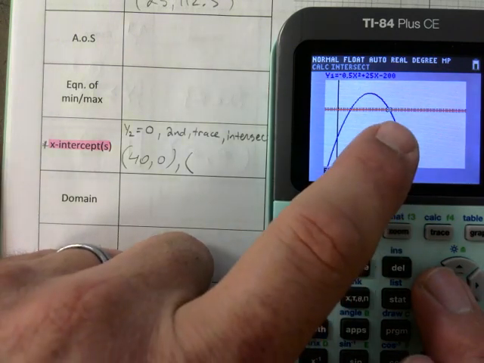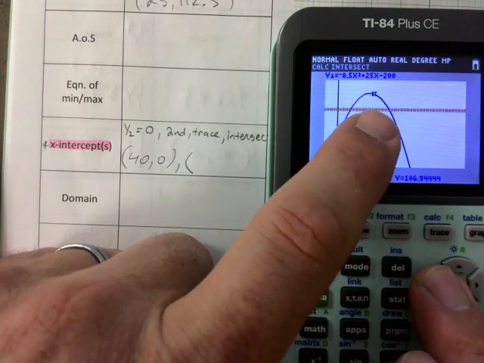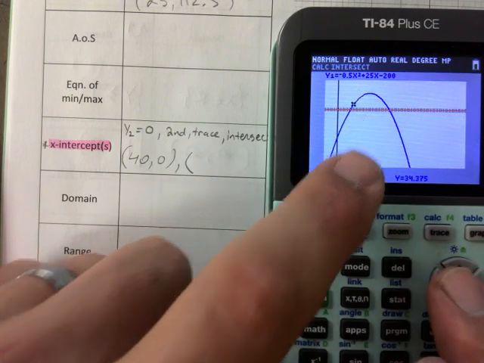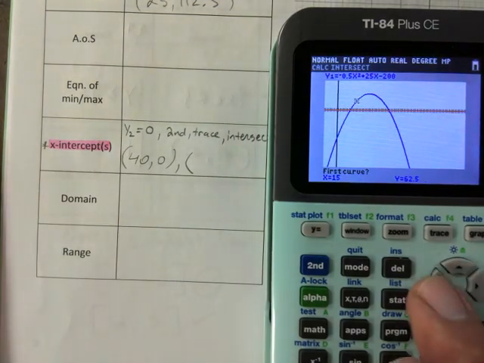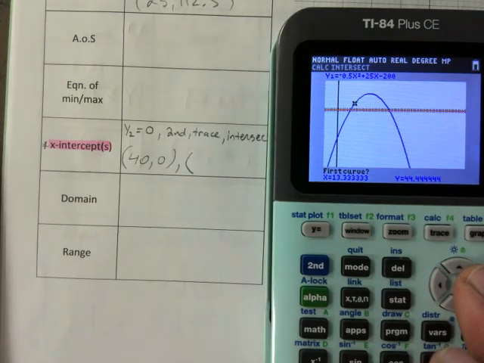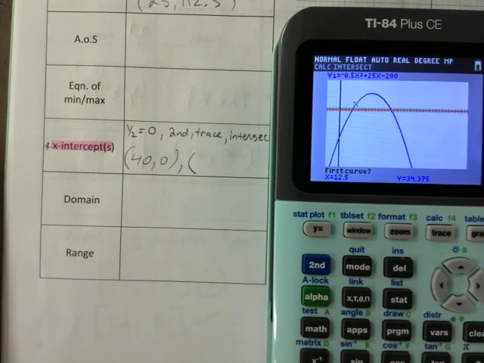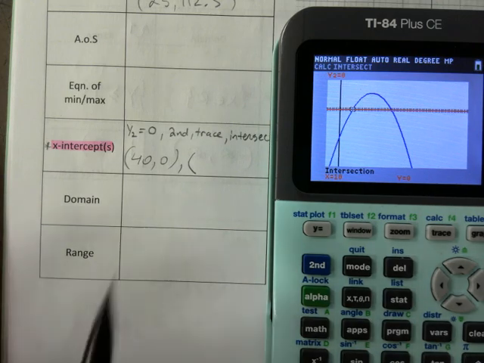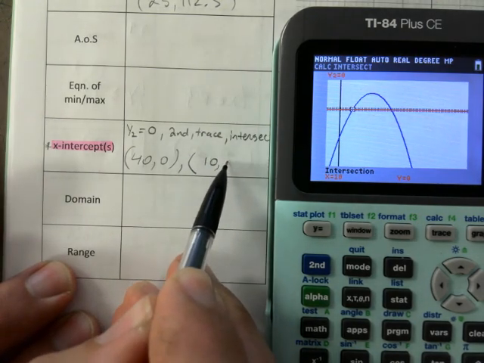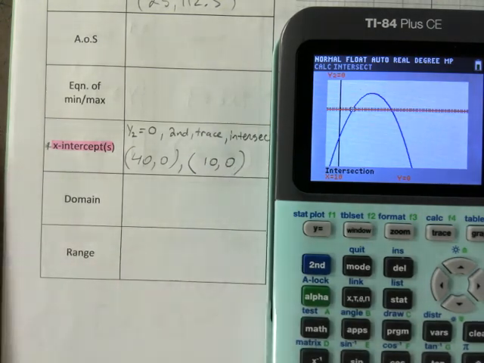Now I'm going to go sideways with the cursor, press and hold until you're closer to the other one you're interested in. Because it will go to the one that's closest to it. So if you're right in the middle, it's like tossing a coin, right? Like you want to go closer. So then hit enter, enter, enter, and there it is. It's 10, 0. Isn't that cool? Right?